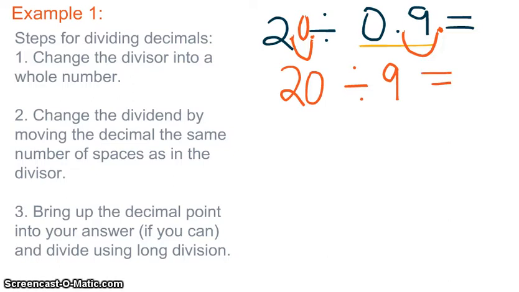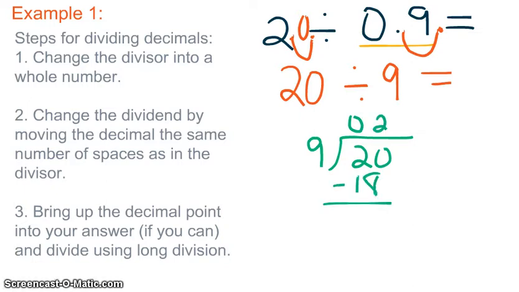We are once again going to use long division in order to solve this division problem. So we're going to draw our long division sign, put our 20 on the inside because that is our dividend, and then put our 9 on the outside because that is our divisor. And we're going to go through the steps of a long division problem. Can 9 go into 2? No. Can 9 go into 20? Yes. 2 times 9 is 18. I subtract, and I have a remainder of 2.